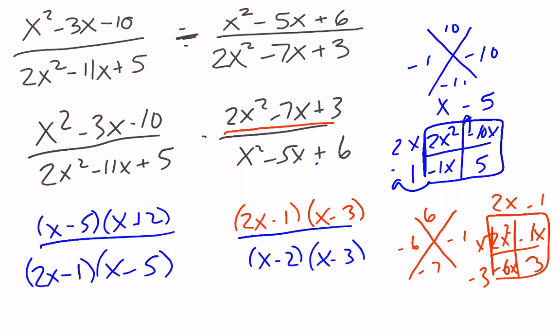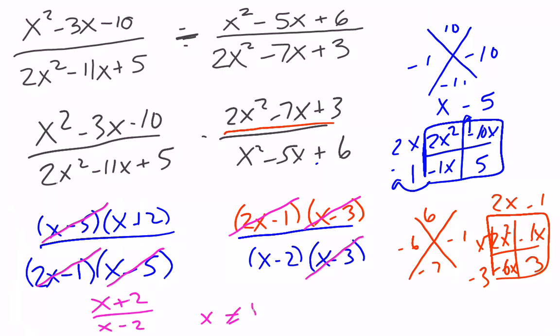And this makes me happy because I have a 2x minus 1, and a 2x minus 1, an x minus 3, an x minus 3, x minus 5, x minus 5. So I end up with my answer being x plus 2 over x minus 2, and x cannot equal 1/2, 5, 2, or 3. All right, that's it for this section.